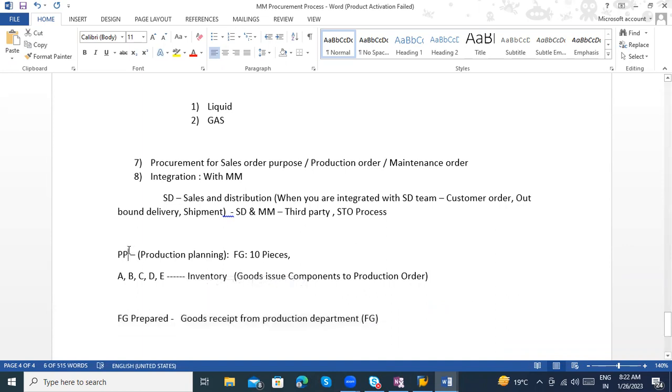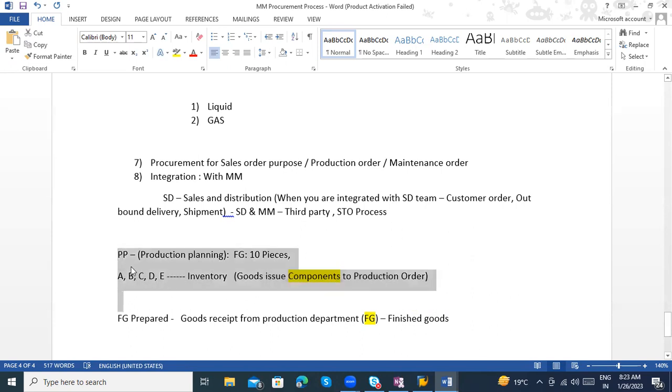When we talk about PP and MM integration, the first is goods issue of components. Components are raw materials, packing materials, semi-finished goods. And FG is the final product that is produced, finished goods. By using these components, the production team produces the final product. So this is how there is an integration between production planning and material management.